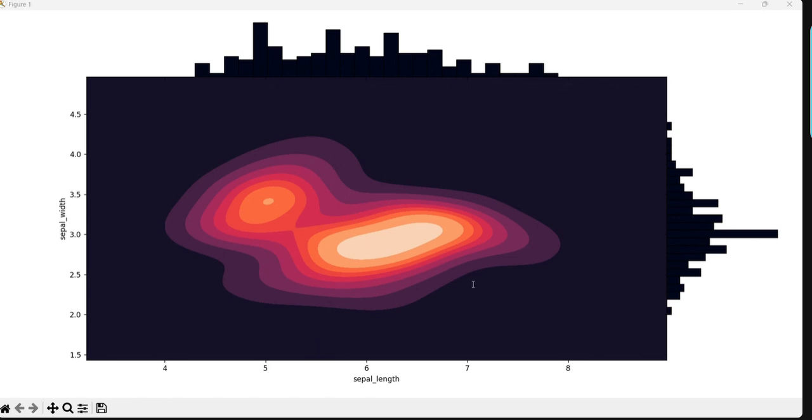This is because the clusters don't form a clear diagonal line, because these two features, length versus width, don't have a strong linear correlation across these species. That is why it is forming the clusters. So this was about the scatter plot.